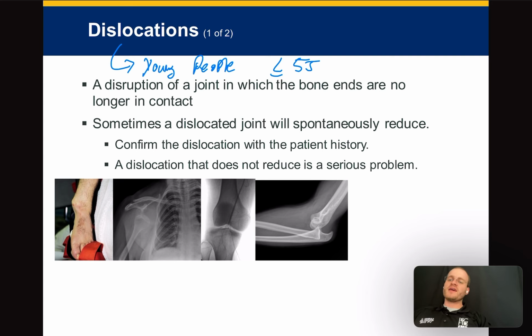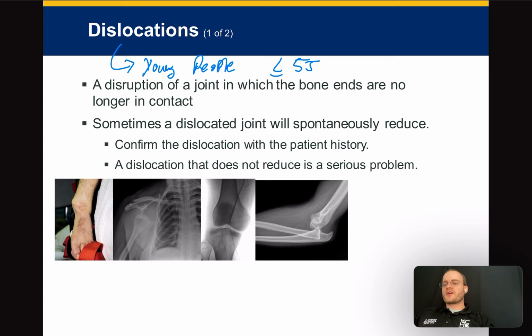What does that mean? If they tell you a 22-year-old male has shortening and internal rotation or external rotation of the right leg, you should think, oh, that sounds like it's dislocated. We're going to talk about that instead of thinking that sounds broken. But if they give you the same scenario, an 82-year-old lady has shortening and external rotation of the right leg, you would think, oh, that's a broken hip. She broke her hip, okay? That's an important thing to note, that dislocations happen in young people.